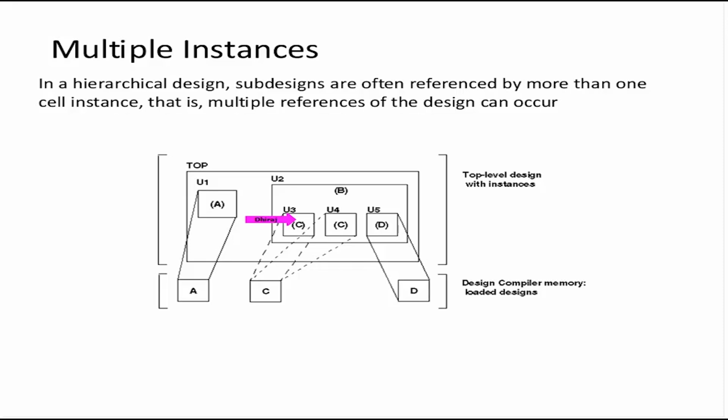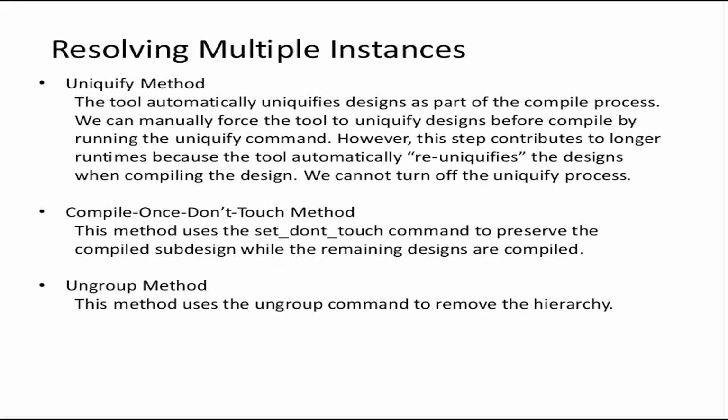So how does DC resolve it by default, or what other steps can we take to resolve such things? First is the Unify method. This is the simplest of the methods, in which the tool is automatic. The process of Unify means that for each copy of the module, so there are multiple instances, each copy is a unique copy. DC will assume each copy is a unique copy, so it will do something called unification. We'll see in detail what it means.